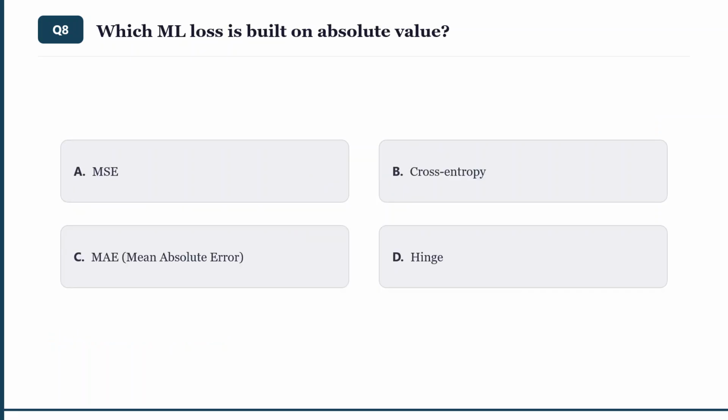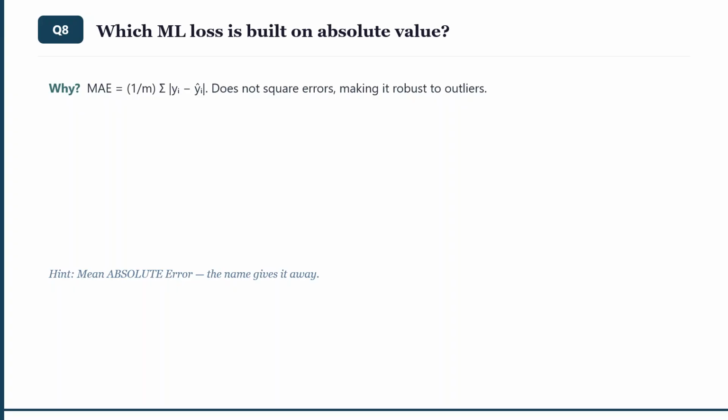Question 8. Which machine learning loss function is built on absolute value? Pause. The answer is C, mean absolute error. MAE is the mean of absolute residuals. 1 over m times the sum of the absolute value of y sub i minus y hat sub i. Because it does not square the error, it is more robust to outliers than mean squared error.